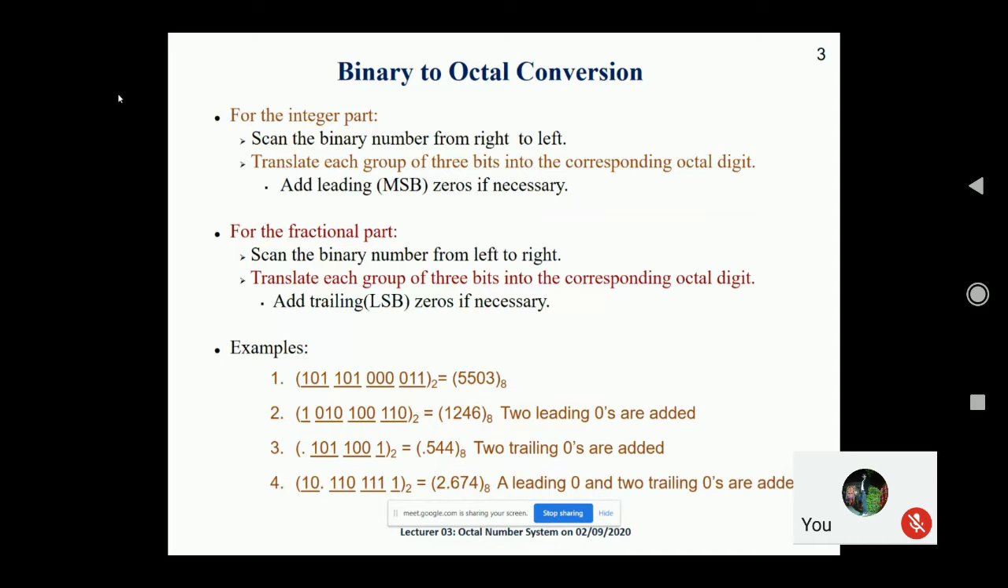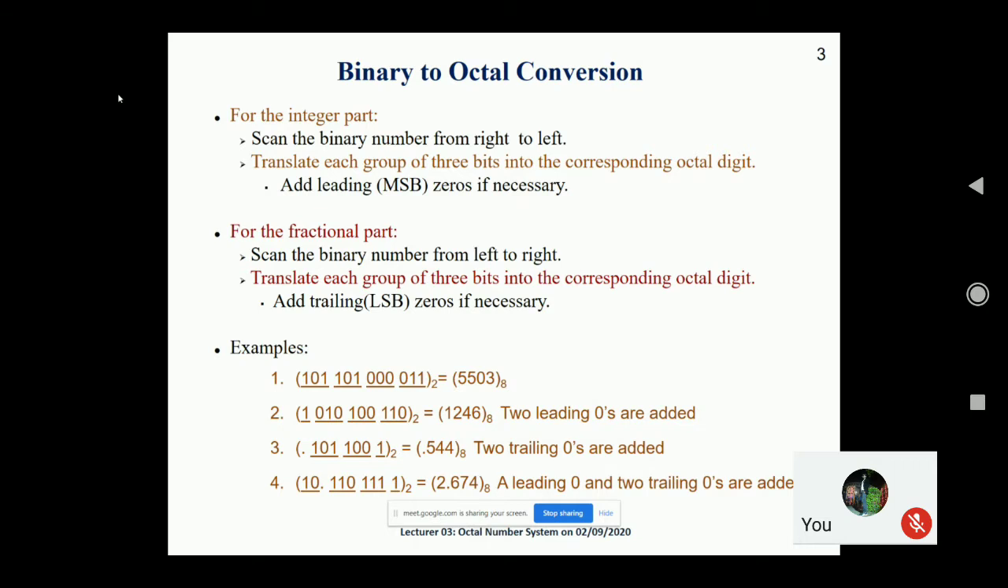See here, now what happened? How are we converting binary to octal? You already know binary to decimal and decimal to binary. So how is binary to octal conversion required? I have already discussed this for any particular numbering system.